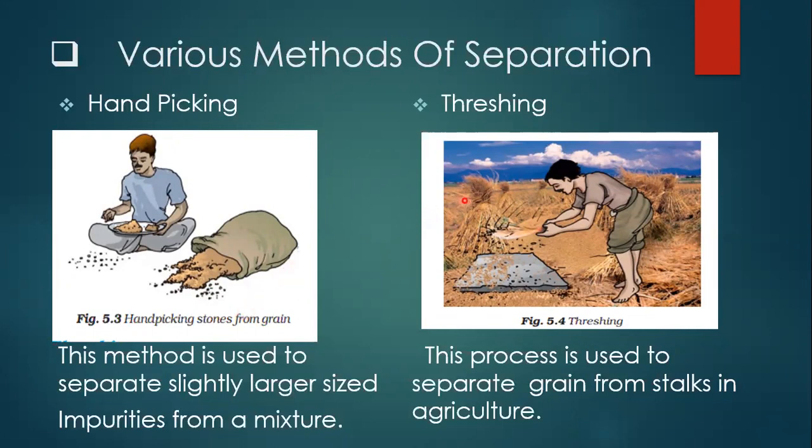The second figure shows threshing. Threshing is used in agriculture. This process is used to separate grain from stalks in agriculture. Threshing is used only in agriculture, and this method is used to separate grains from stalks.